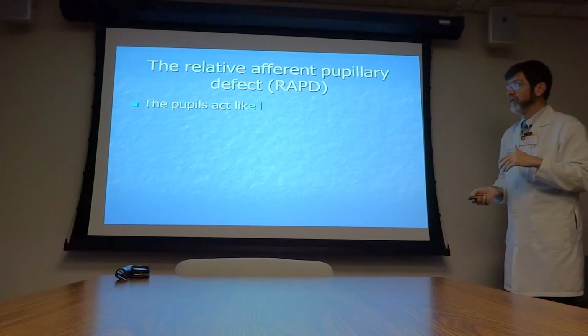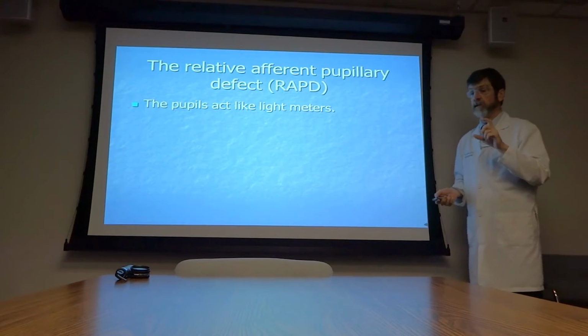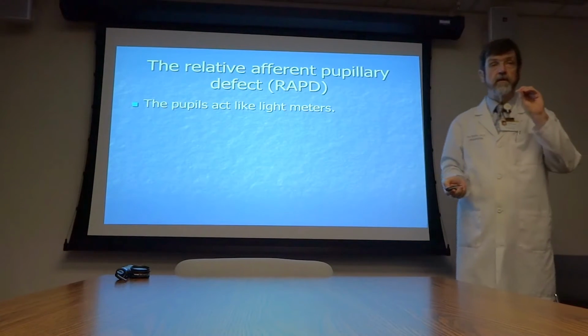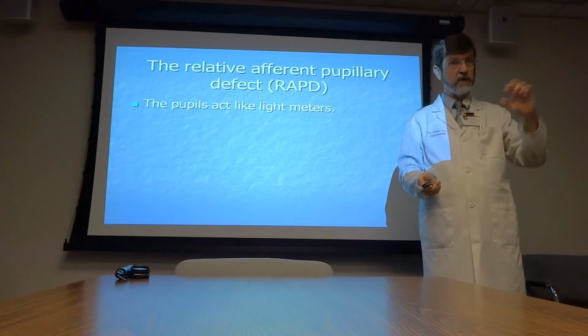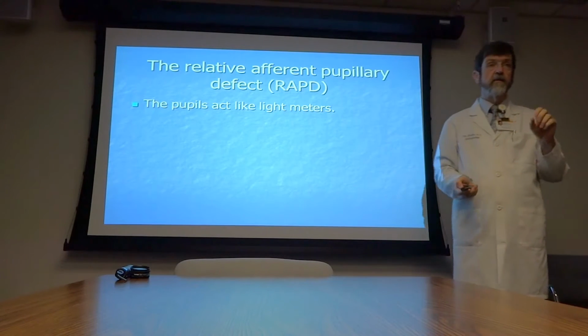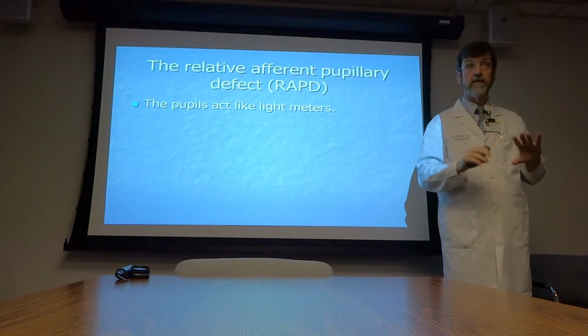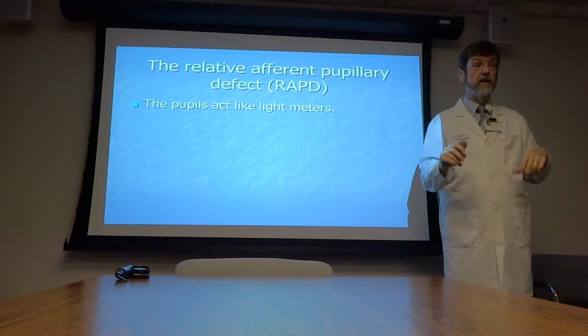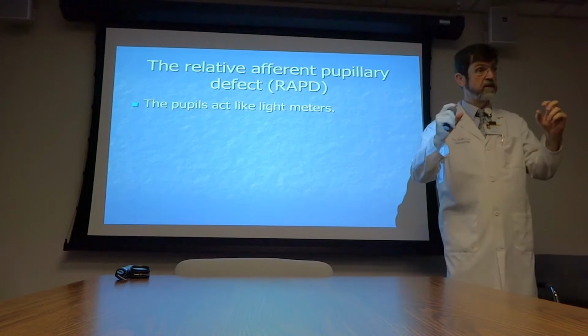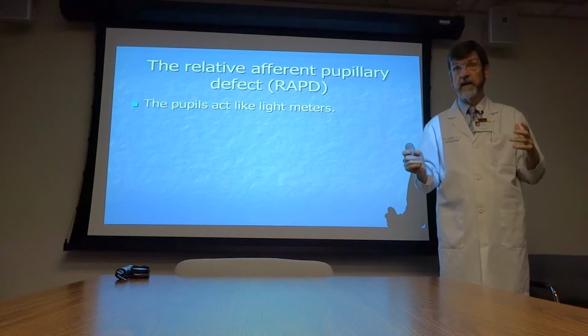So the relative afferent pupillary defect is, again, using the pupils as a light meter, because when you put light in the eye, the pupil constricts. Turns out, if you put light just in the right eye, both pupils do the same dance. Pretty important concept, right? You put light just in the left eye, both pupils constrict. Not just the eye you're putting the light in.